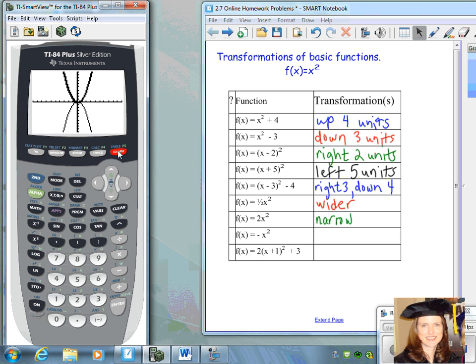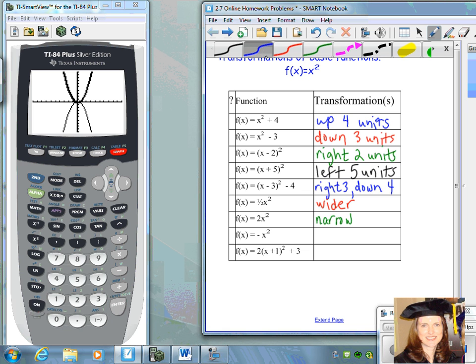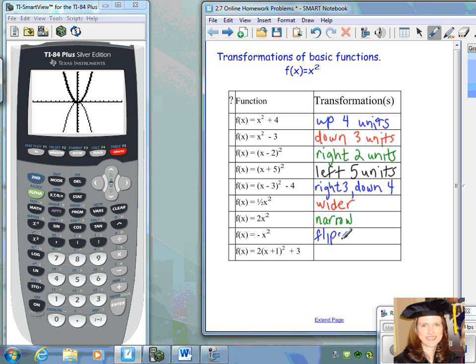Did you guess that? The graph has actually been transformed by reflecting across the x-axis. It flips the graph down. So you can use your own words here. You could say flips down, or you can say it reflects across the x-axis. It changes the parabola from opening up to opening down.